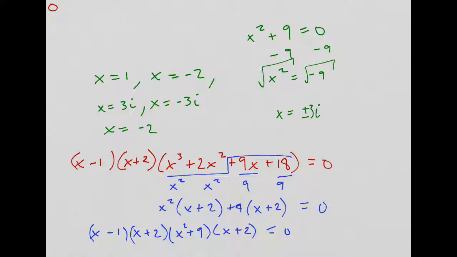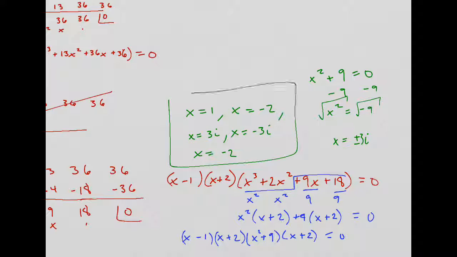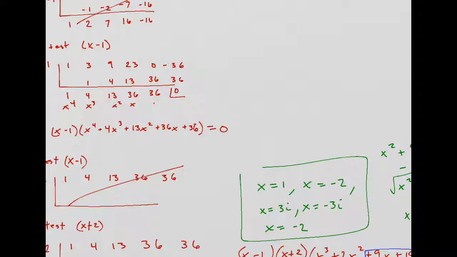The fundamental theorem of algebra actually says that we should have ended up, it's a degree 5 polynomial. We have 5 answers. Look at that beautiful thing. Lots of patience.